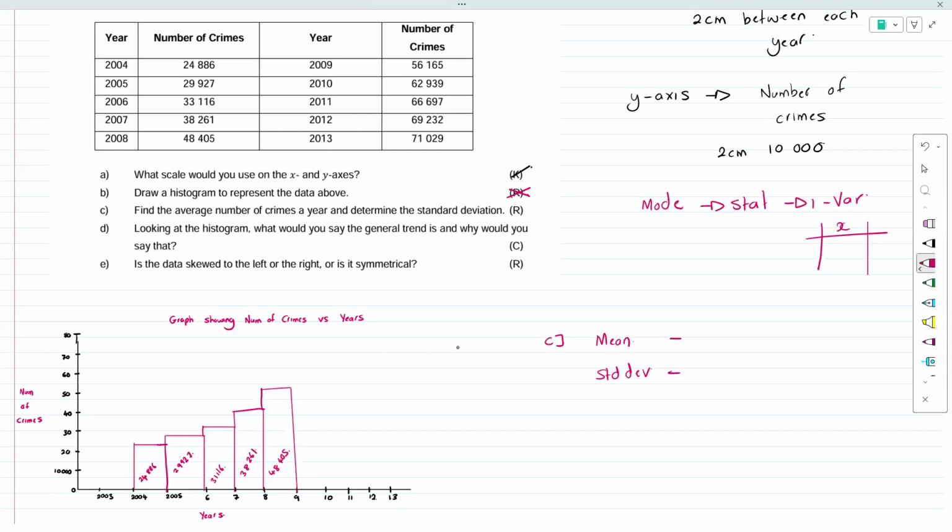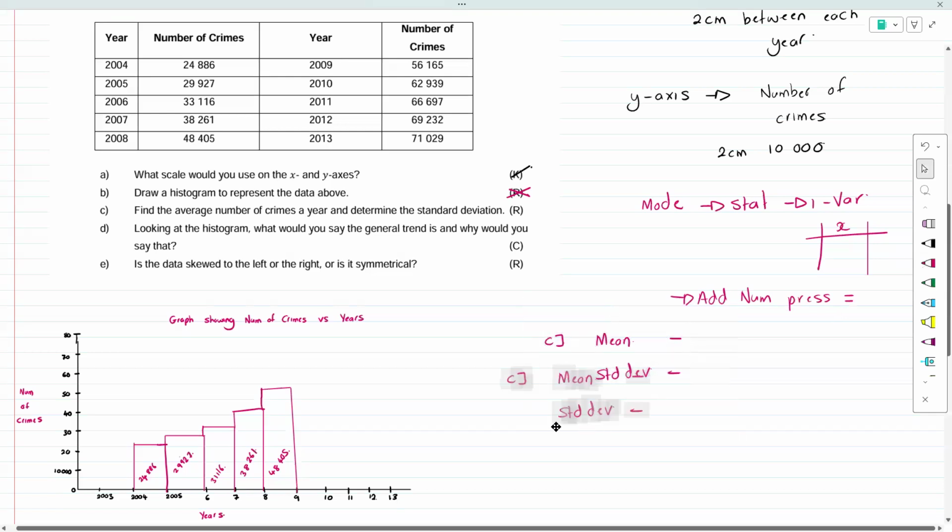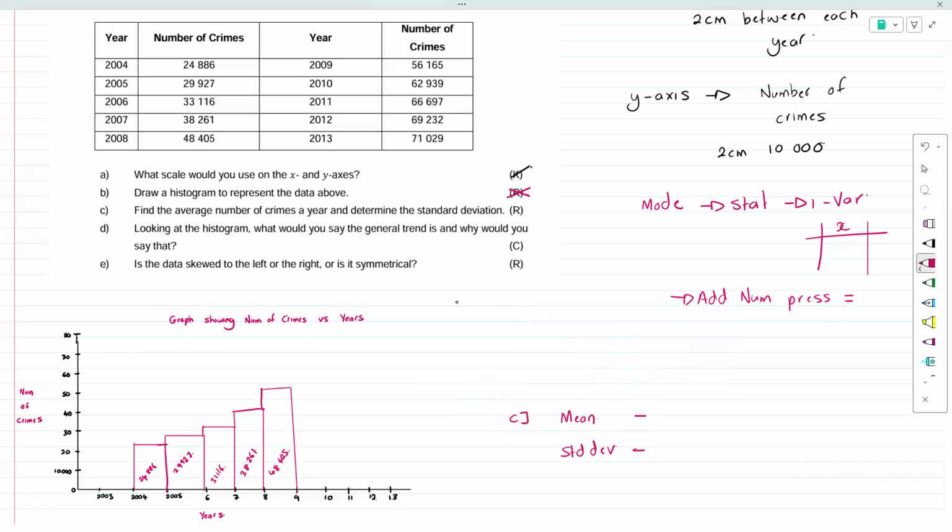So we're going to start entering the values of the number of crimes. Do not add the x-axis, add the y-axis, right? I know it says x there, but add the number of crimes. We're going to go 24,886 and press equal, right? So we're going to start to add the numbers, add a number, and press equal. And unfortunately, these steps you have to memorize because they're not going to put it in the exam. So I'm going to put 24,886 and press equal.